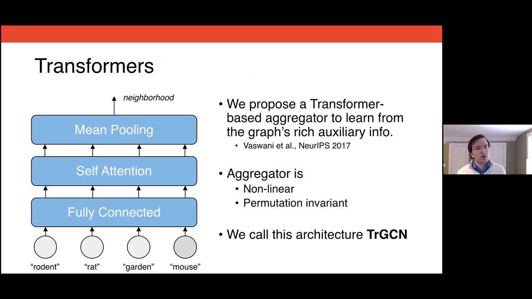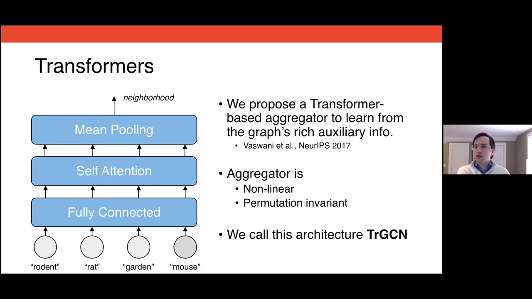So we decided to address this problem by proposing to use transformer-based aggregators to learn in this setting. We hypothesized that this would be useful because there would be enough rich information in the graph that learning this more complicated aggregation function would be worthwhile. To be clear, these are small transformers. They're not big like BERT. They're much smaller in terms of parameters.